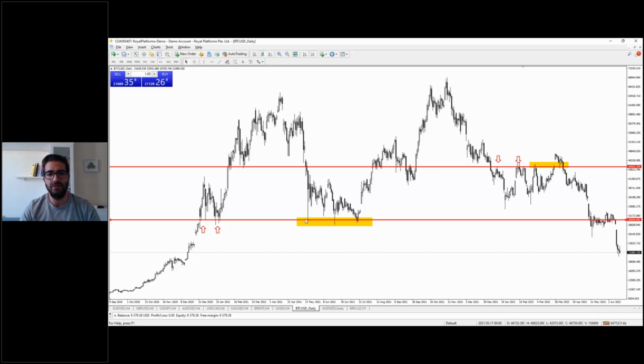As I told you, most probably you will see a rejection or a reversal. So we have 1, 2, 3 rejection and then the market reverses. But that doesn't mean sometimes you will not see a move under the support as a breakout.